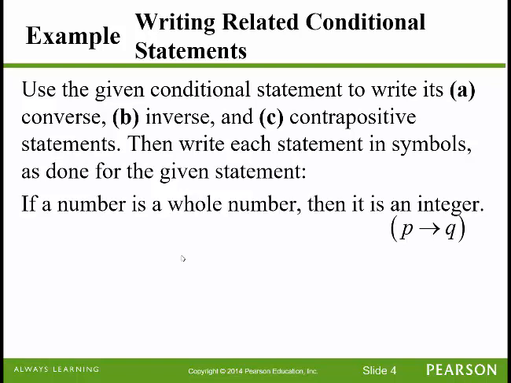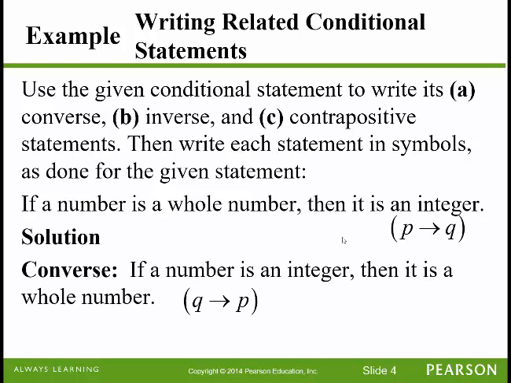All right, so let's do an example of writing conditional statements. So you're going to use the given conditional statement to write the following: its converse, its inverse, and its contrapositive statement. Then write each statement in symbols as you've done for the given statement. So here's the problem. If a number is a whole number, then it is an integer. So this is going to be our P right here, a number is a whole number, and our Q is it is an integer. So the converse, we're going to flip it. So the integer part is going to come first. So if a number is an integer, then it is a whole number. So we started with P implies Q, and now it is Q implies P.